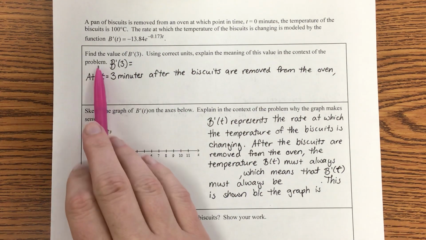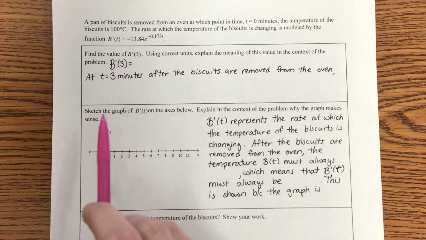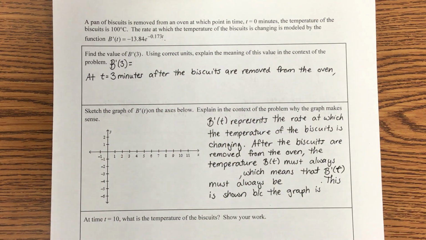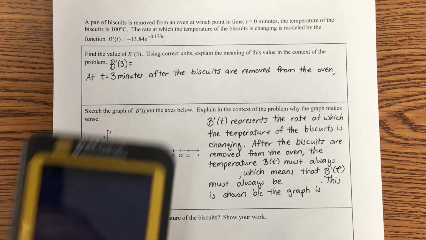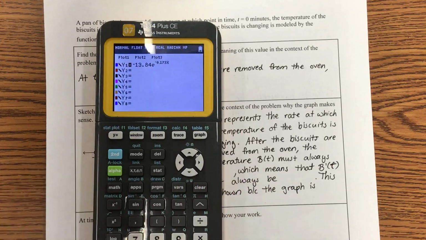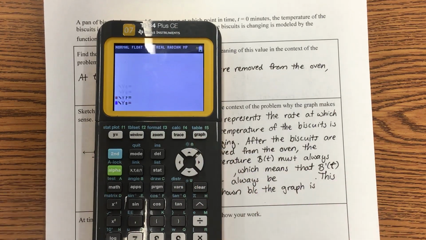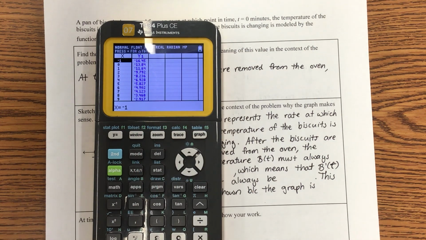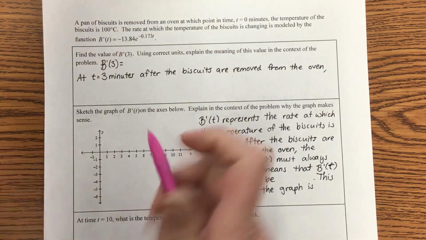Okay, number 1, find the value of B prime of 3. So you are plugging in 3 for t here. Let's use the calculator. That's going to help us do this very quickly. So I've got this plugged in, and I'm going to go to table and see that at 3 we get negative 8.236. Quick enough.